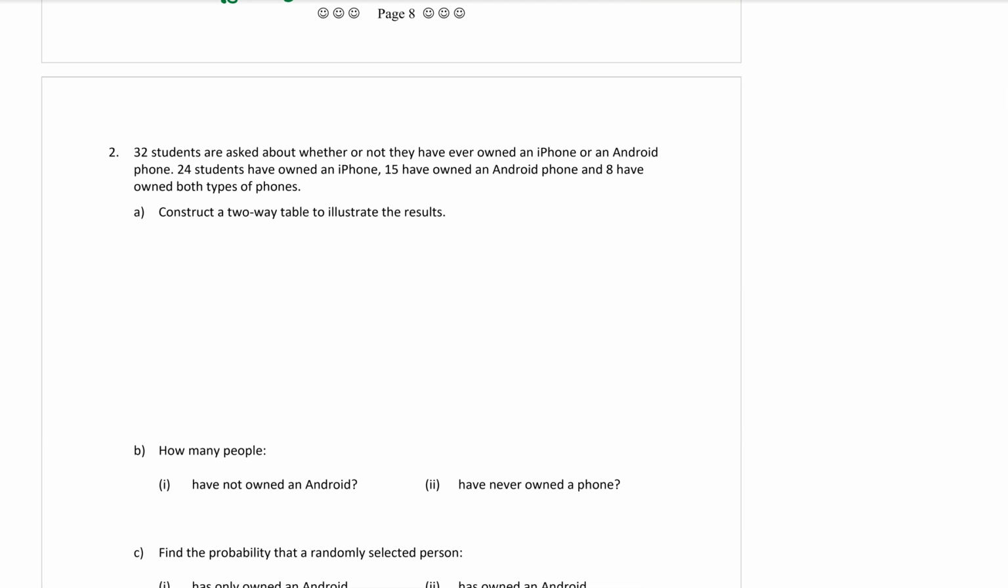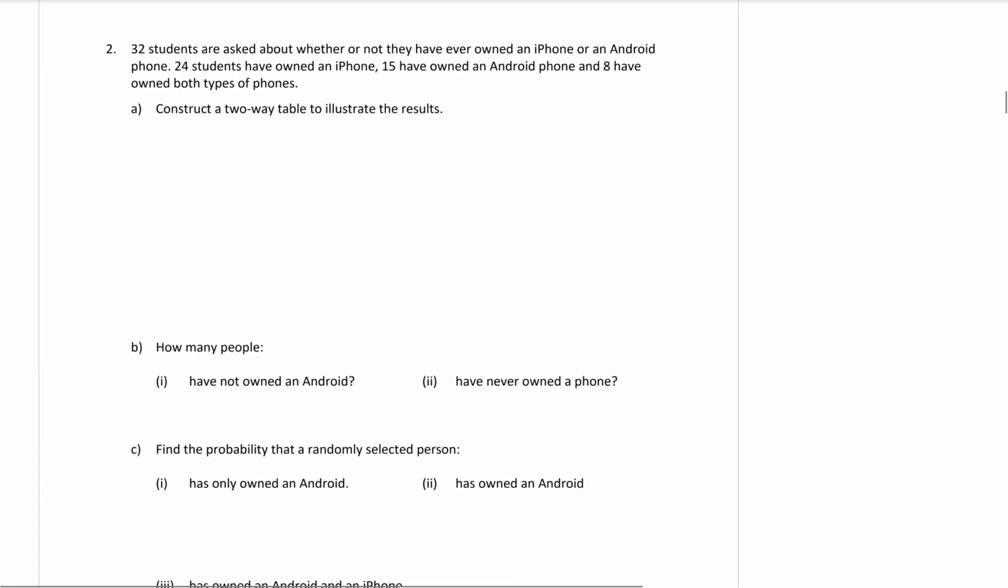On the next page, question 2. 32 students are asked about whether or not they have ever owned an iPhone or an Android phone. 24 students have owned an iPhone, 15 have owned an Android phone, and 8 have owned both types of phone.